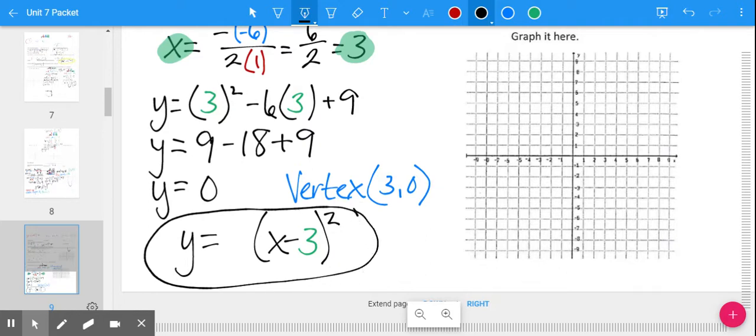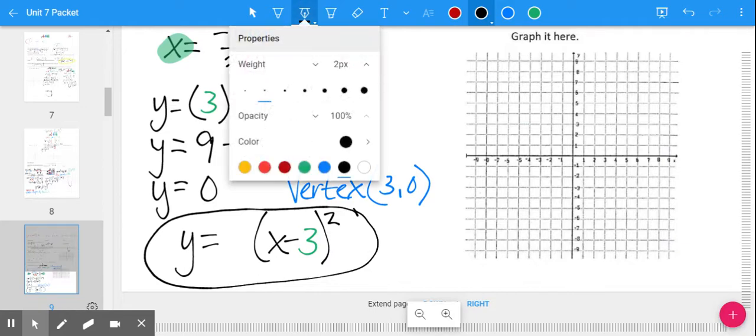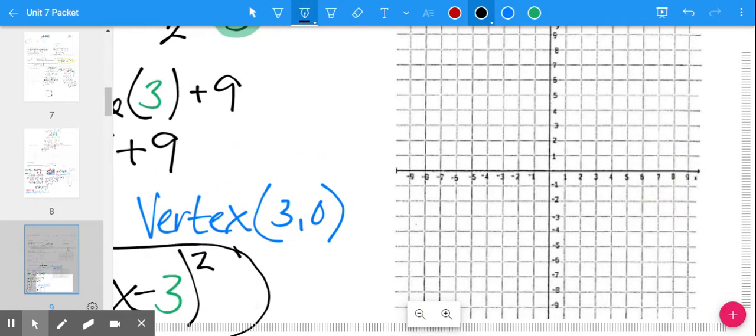So when we graph this, the vertex is at (3, 0). So we go to our x-axis and put a dot at 3. The a value is 1, so that means to the right of the vertex we go up 1. To the left of the vertex we go up 1. And then you can draw your parabola from there.